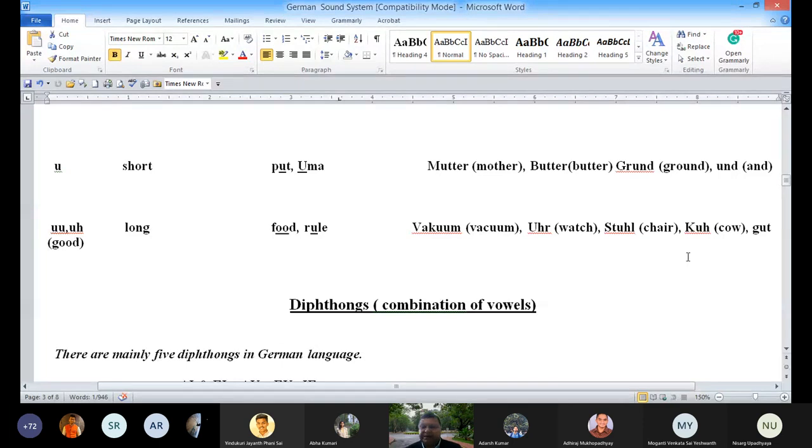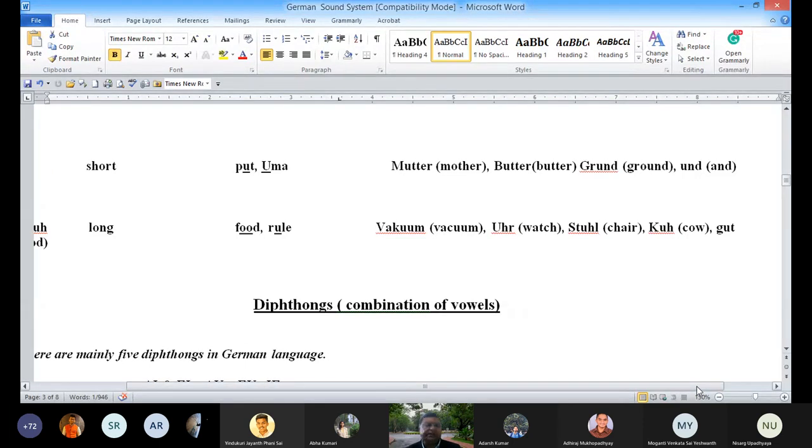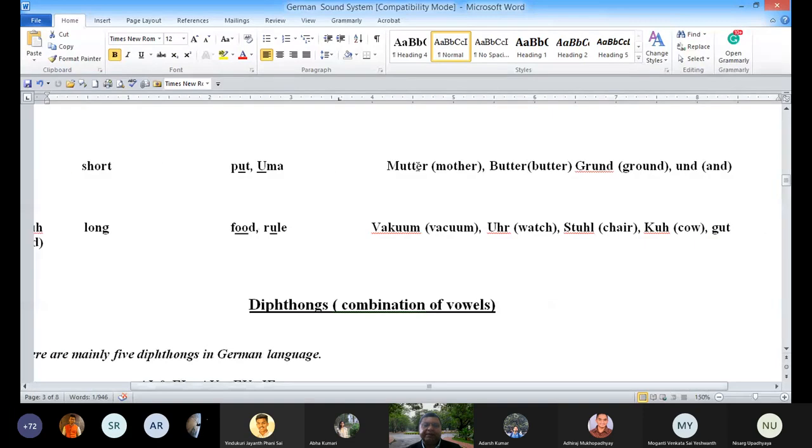So on the same pattern, easily we can try these German words like MUTTER. So you should not pronounce like mutter, no, because you are pronouncing put. U sound should come. So here MUTTER should be pronounced mutter. BUTTER should be pronounced butter. GRUND, D at the end becomes T. So grunt, and UND, und. So mutter, butter, grunt, und.